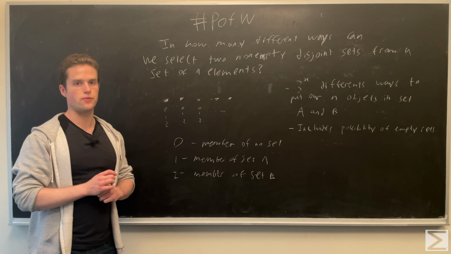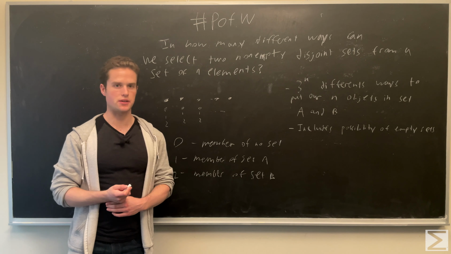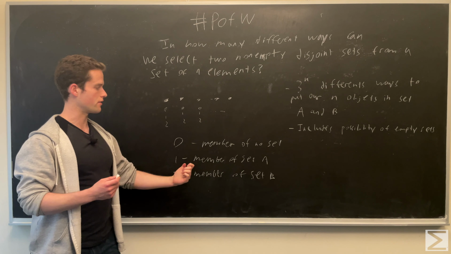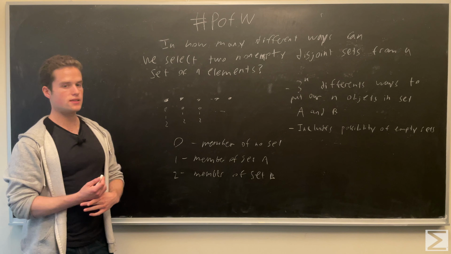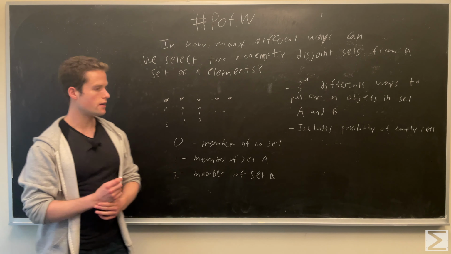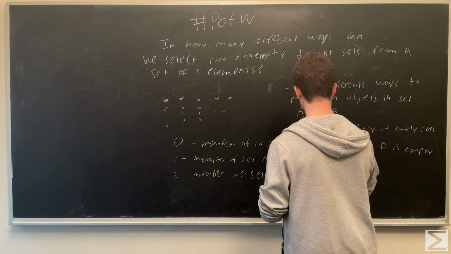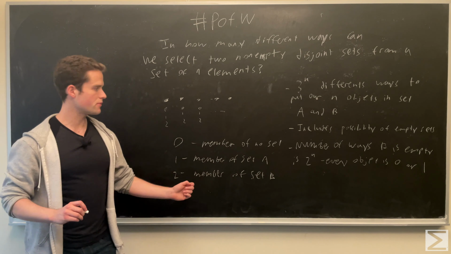We just need to note that we're counting a couple of things we don't want to count. We're including the possibility of empty sets. When we're putting the objects, we can have every object be 0, or every object be 0 or 1. The number of different ways that B is empty is, as we'll see, in fact 2 to the n.